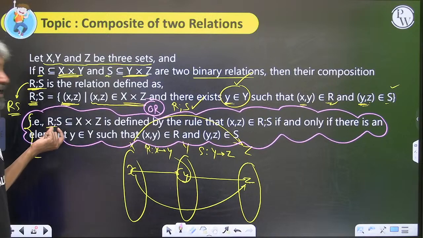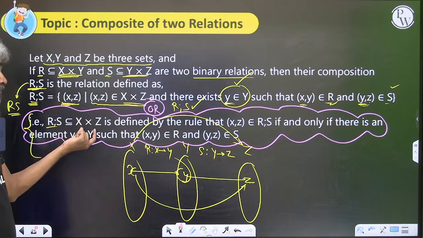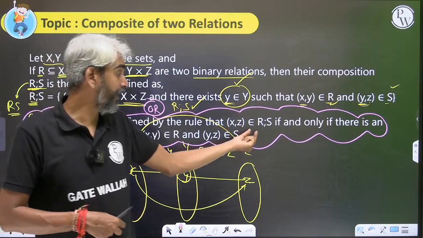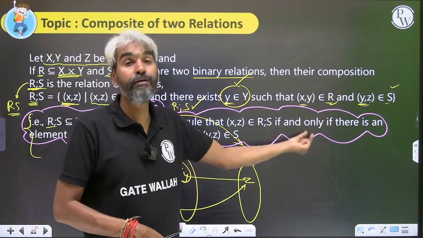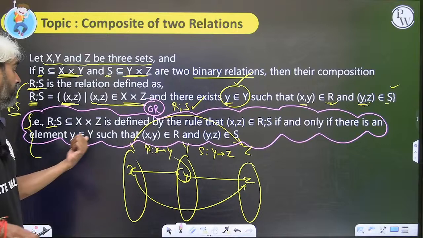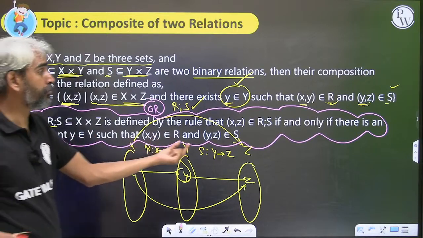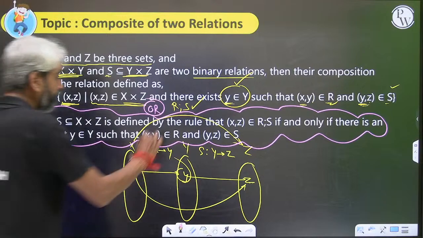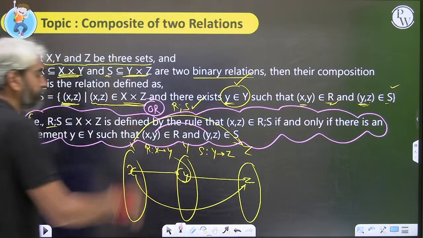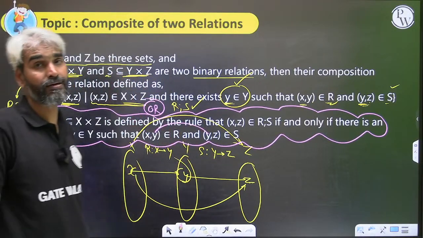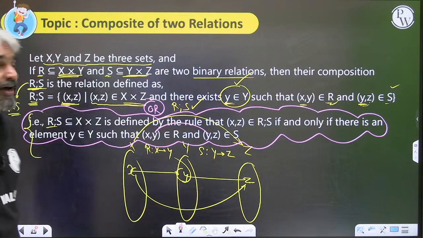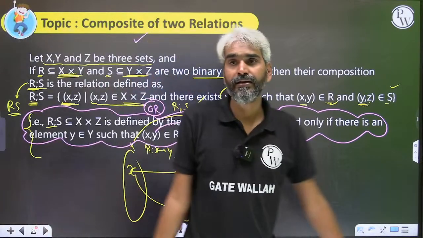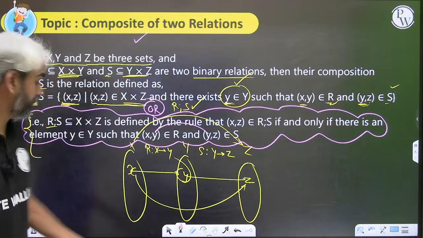So what is this? R composite S will be a relation from X to Z, and it is defined by the rule that (X, Z) will belong to R composite S if and only if there exists an element Y belonging to Y such that (X, Y) belongs to R and (Y, Z) belongs to S. If there is any element Y, so this Y should be common. X to Y and Y to Z, then X will relate to Z in the composite of R and S. So simple. So this is the composite of two relations.